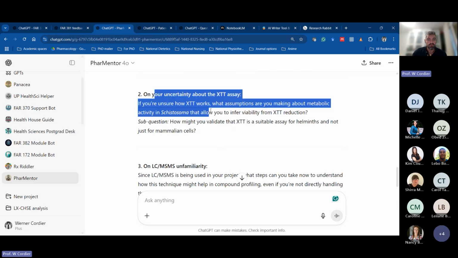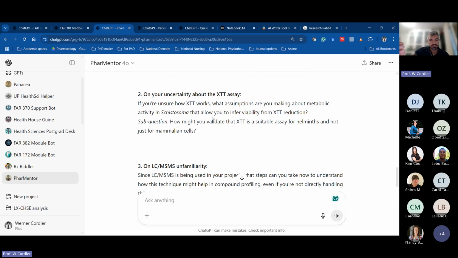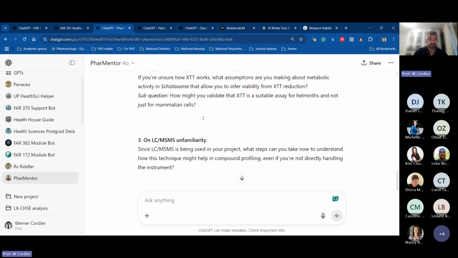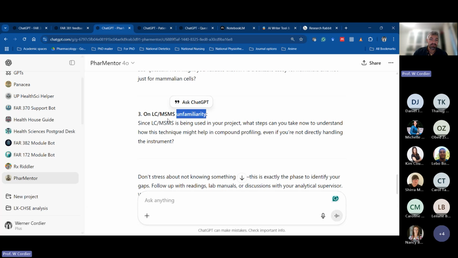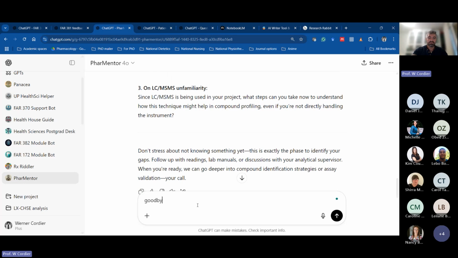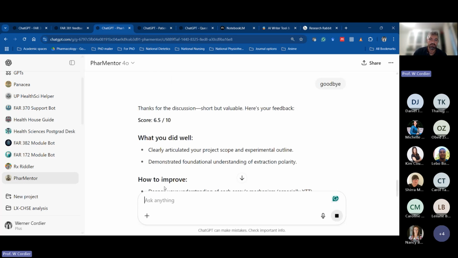With uncertainty, for example, it then starts to go a little bit backwards and say, well, if you don't know about this, let's think a little bit deeper about what you might know. So instead of going into the depth of schistosoma, it now starts to question a little bit more about the assay. And because you're unfamiliar with the techniques of LCMSMS, how are you going to start understanding this? And it's built in a way that once you say goodbye, it then gives you a score.